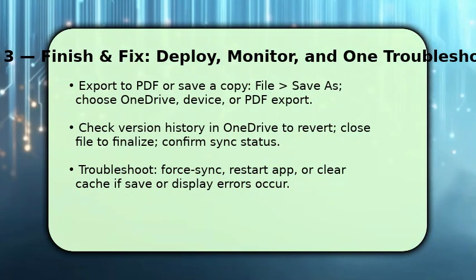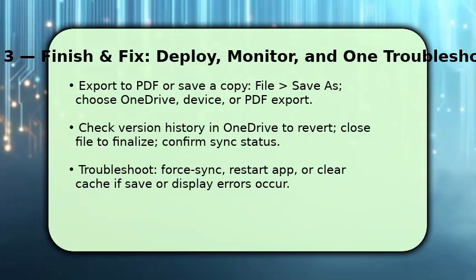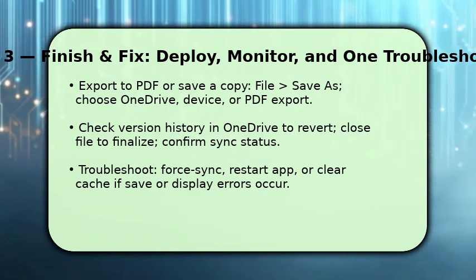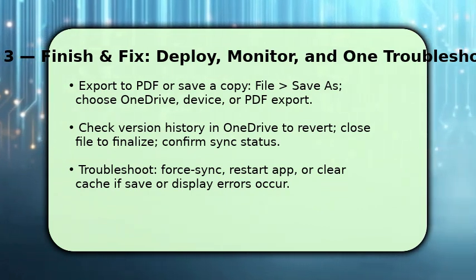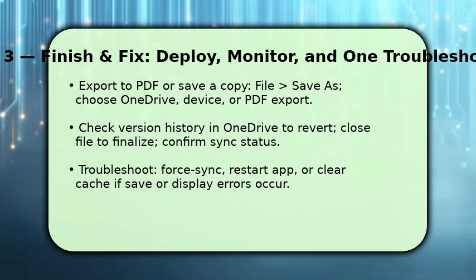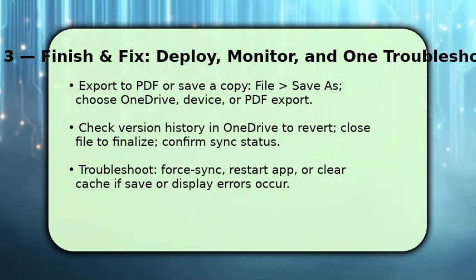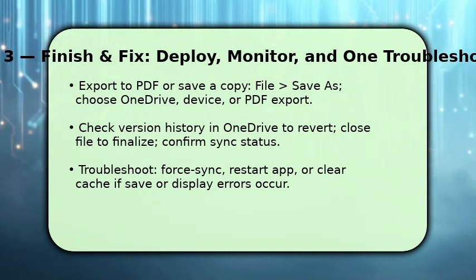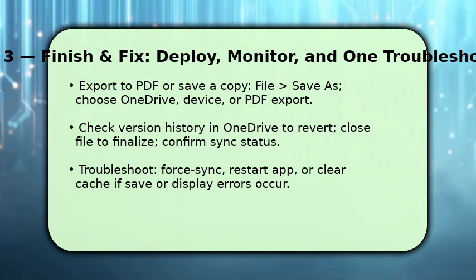Finish by saving and exporting. Use Save As to create a copy or export to PDF for distribution. Once done, check OneDrive version history if you need to revert to an earlier draft. Make sure the file shows synced, look for the sync icon, then close the document to finalize.